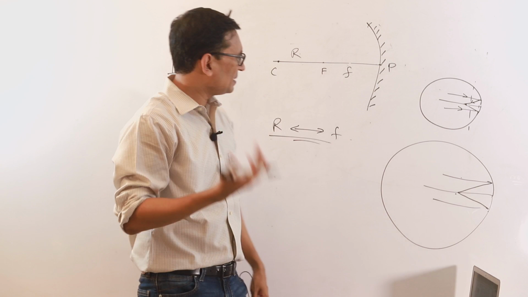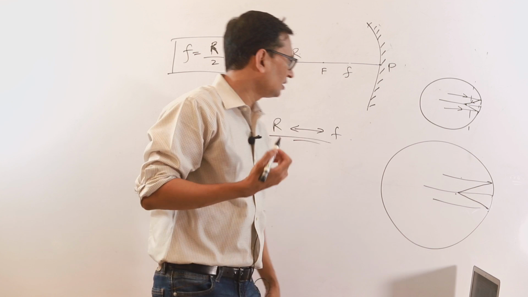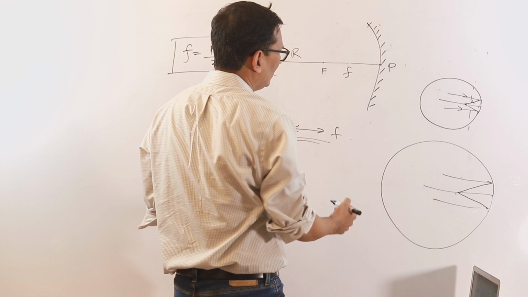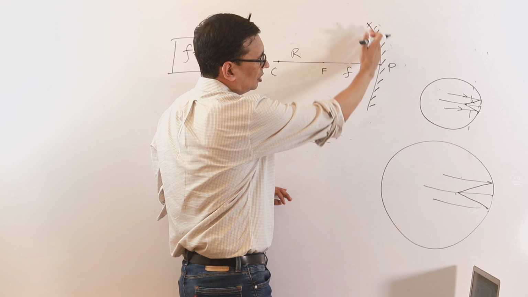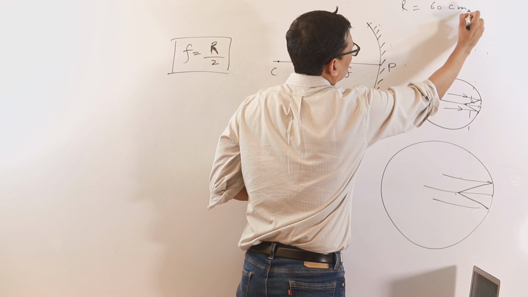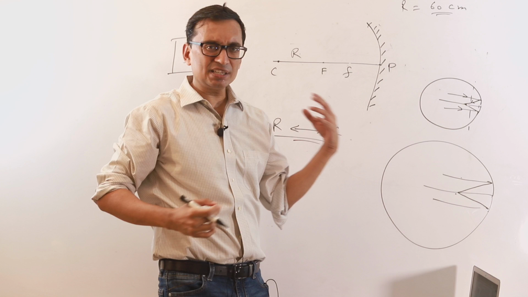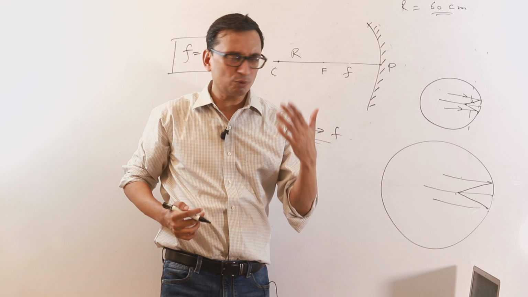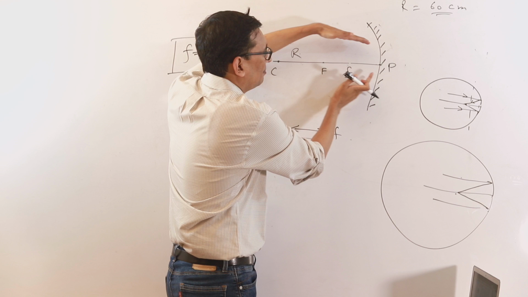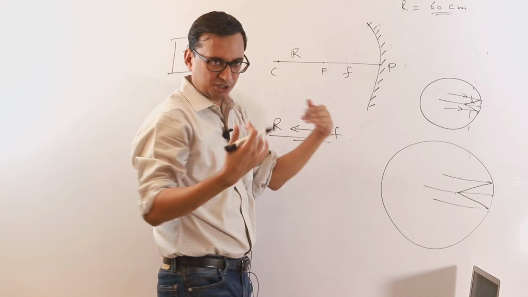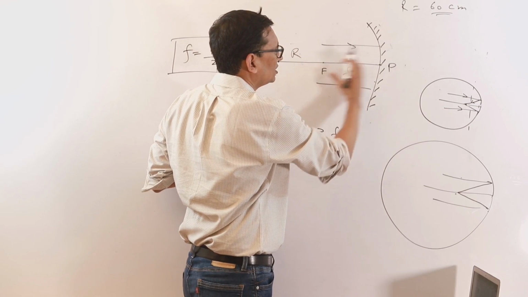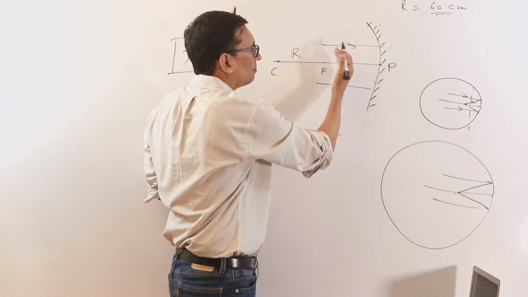So now let me ask you a very simple question. Let us say I have a mirror which has a radius of curvature R equal to 60 centimeters. The radius of curvature is 60 centimeters. And now the question is, if parallel rays of light are coming here, after reflection, at how much distance from P are they going to meet?